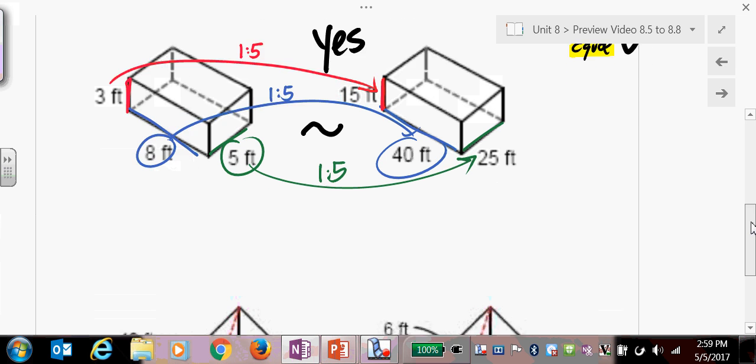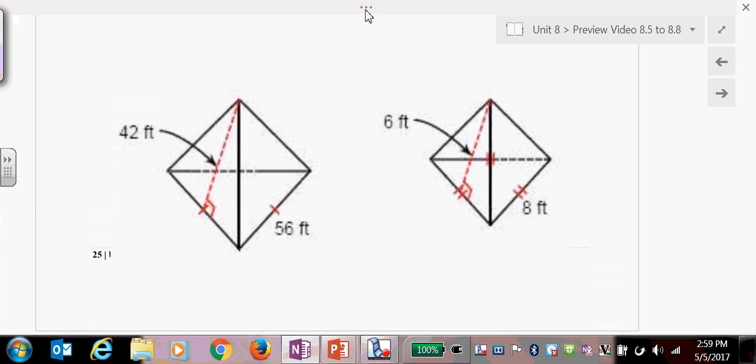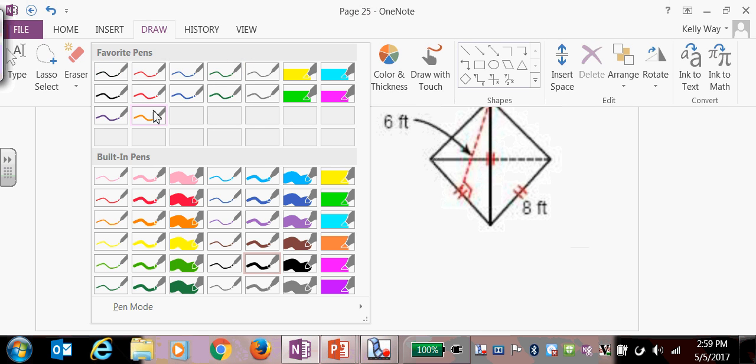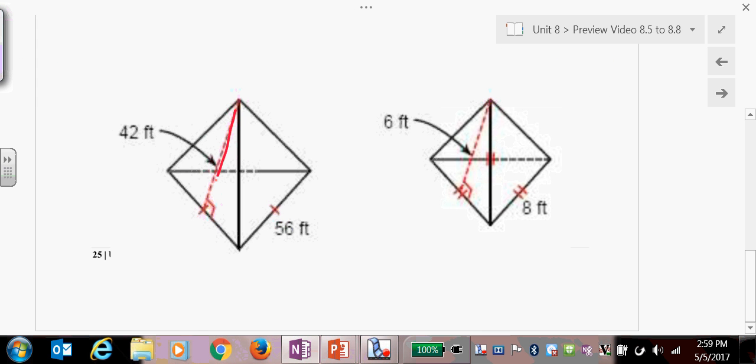Okay, so let's check another one here. Check our ratios, starting from here. Let's trace that 42 to 6, and you want to reduce that. We know 6 goes into 42. How many times?